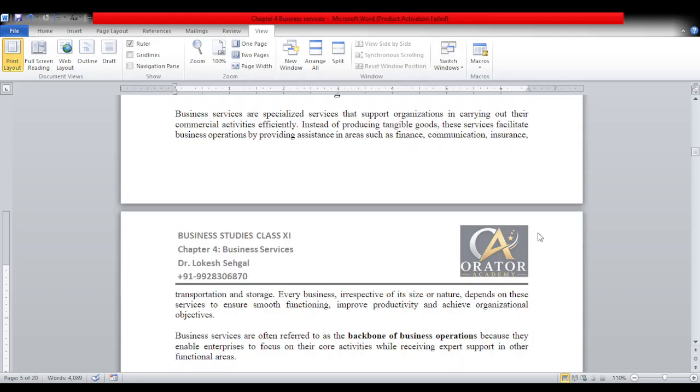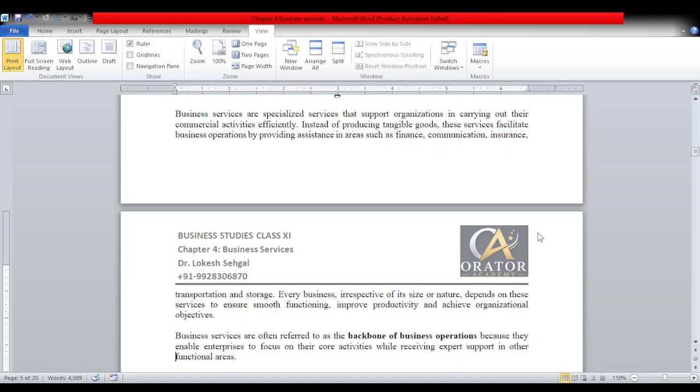So business services are important from the business point of view. For example, a financing company gives its financial services not only to organizations but also to customers. Communication services are available not only to businesses but also to consumers. Insurance in the same way is available to both consumers and companies. Transportation is available for produced goods or for consumption by customers. And storage of produced goods is also an important element of business services.